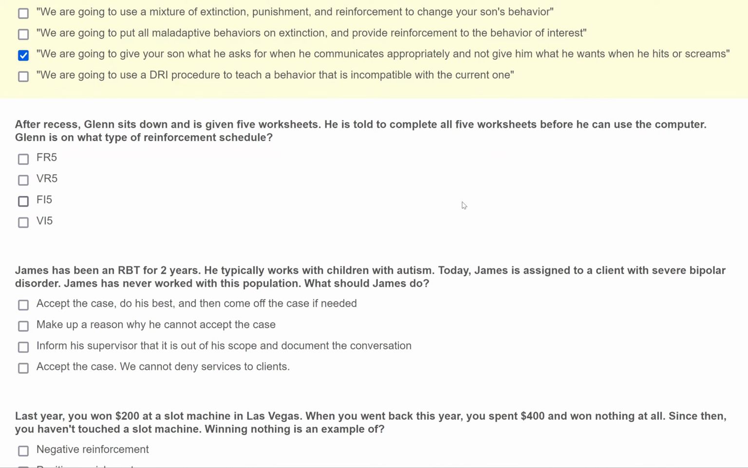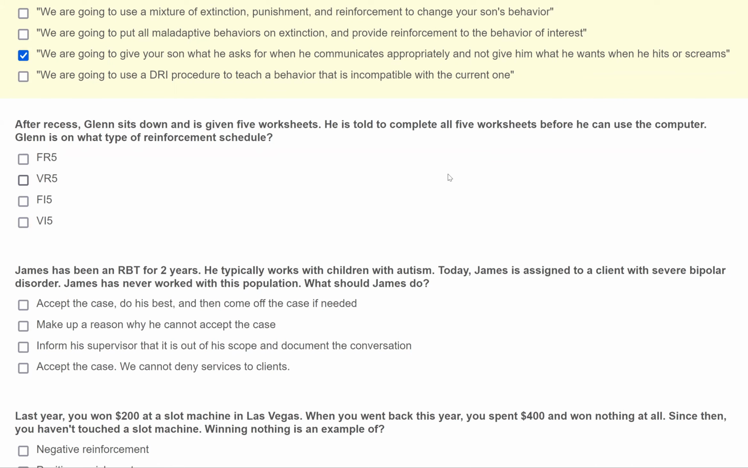So we can eliminate intervals. It's not time-based. So we have a ratio schedule now. Now, for all we know, our responses are just the 5 worksheets, right? And the target response might be something different, but we only use the information given in the question. And based on the information given in the question, it is going to be response-based.